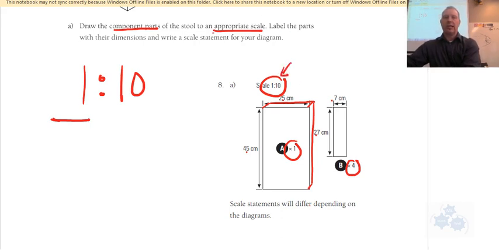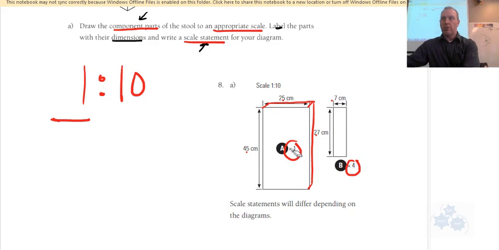Make sure you put a scale statement. It says that. So guys, please read the question carefully. Underline and circle the important parts. I would strongly encourage that. So you know you have a component parts diagram. You won't forget that if you underline it. Appropriate scale, right, I have to choose a scale. Label the parts with their dimensions, and provide a scale statement as well. That's how it helps you not forget anything.